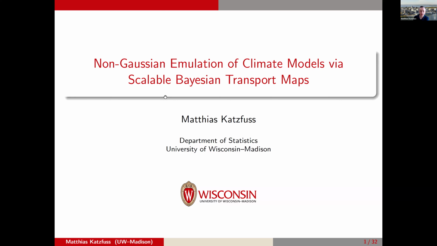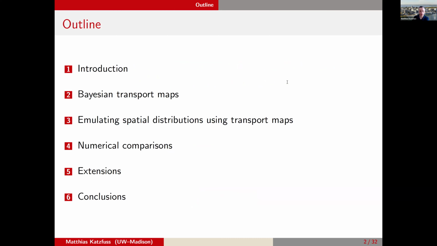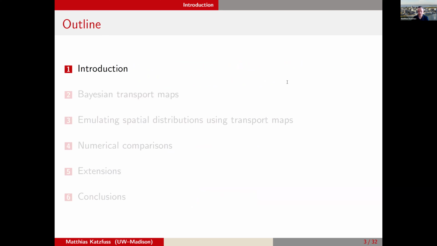So I will talk about essentially something that we call Bayesian transport maps and how we can use them to learn the distribution of spatial fields with climate models as sort of a main motivating application. So we'll start with an introduction.